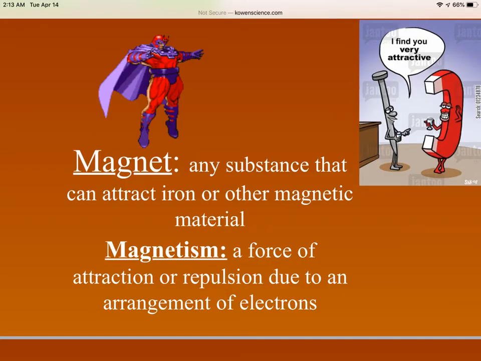So a magnet is any substance that can attract iron or other magnetic material. Magnetism itself is a force of attraction or repulsion. It's due to the arrangement of electrons.